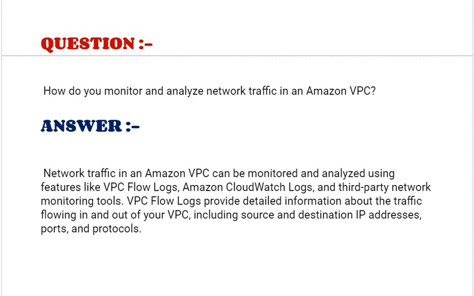Our next interview question is: how do you monitor and analyze network traffic in an Amazon VPC? Your answer should be: network traffic in an Amazon VPC can be monitored and analyzed using features like VPC Flow Logs, Amazon CloudWatch Logs, and third-party network monitoring tools. VPC Flow Logs provide detailed information about the traffic flowing in and out of your VPC, including source and destination IP addresses, ports, and protocols.